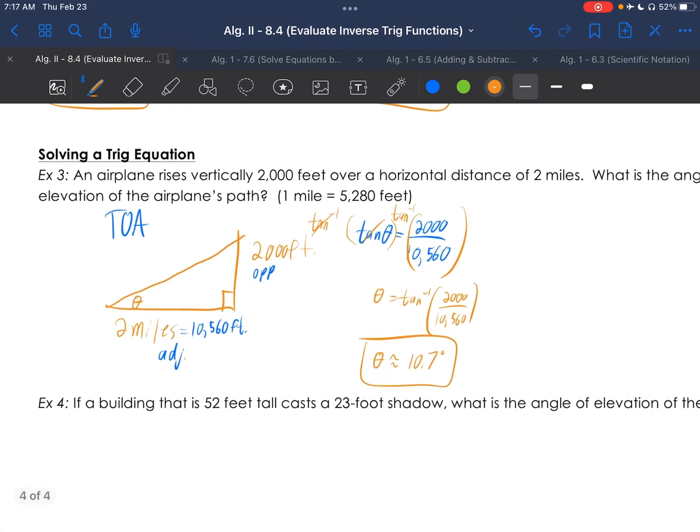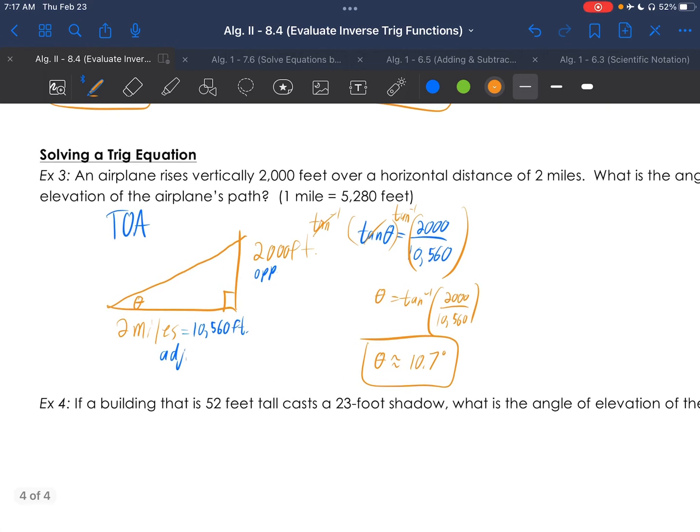So I want to quickly recap example 3: it really helps to draw a picture. It rises vertically up and down 2,000 feet, so we put that in vertically. The horizontal distance is 2 miles, and we wrote angle of elevation. We had to recall what that means. Then we selected our trig function by saying, we have these sides, we want this angle. That's tangent, because that has the opposite and adjacent.